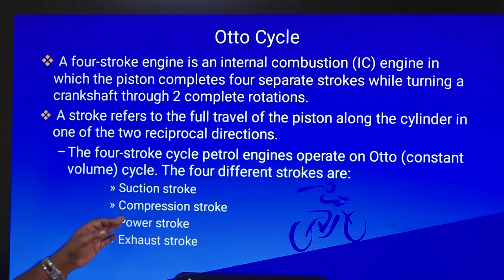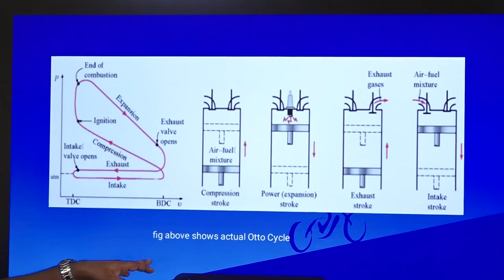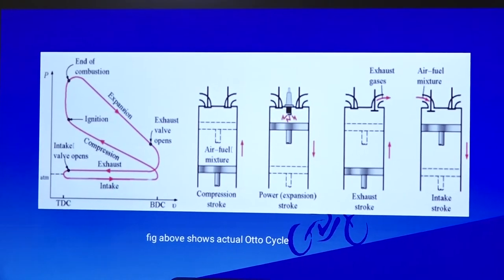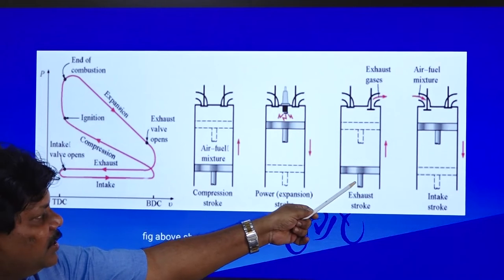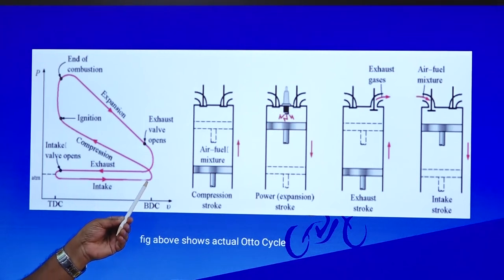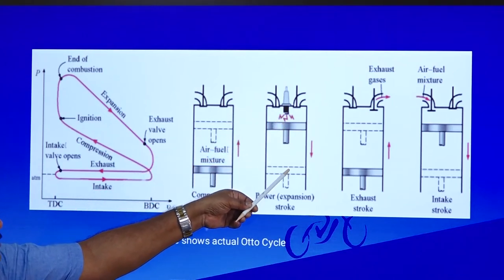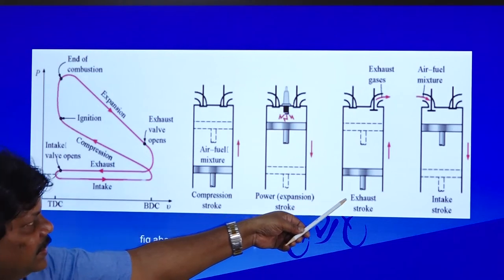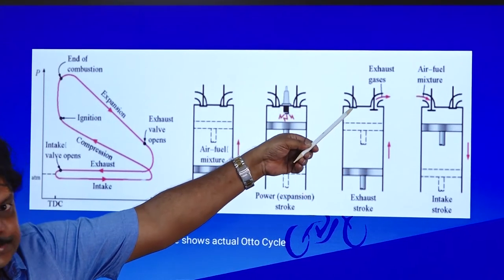Okay, the four stroke cycle petrol engines operate on this Otto cycle, otherwise the constant volume cycle. We all know these are four strokes: suction, compression, power and exhaust. So this is the diagram which represents the Otto cycle. So this is the intake stroke, and from intake stroke to compression stroke, then compression to power, then power to exhaust. Initially the air is let inside the engine cylinder, and then it is compressed at high compression, the fuel is injected and then power is produced, the piston moves downwards and then it moves upwards, and after extracting power from this, the exhaust gases are sent out.